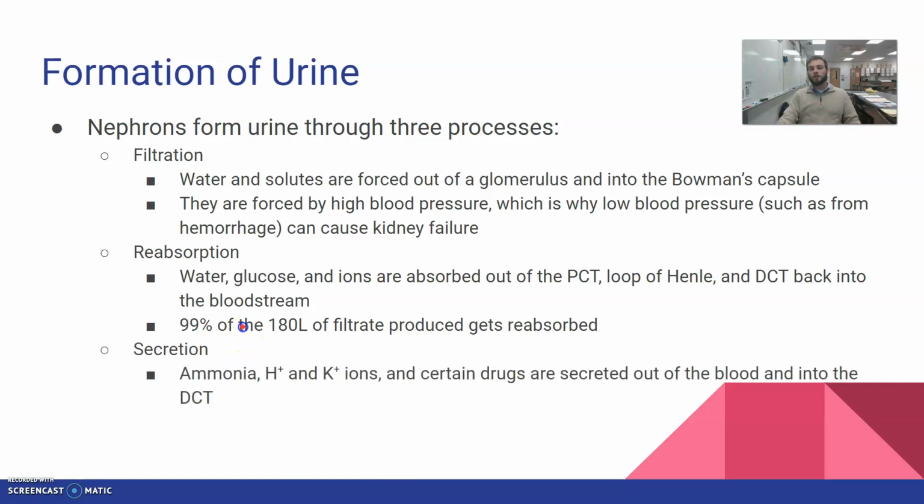And then you will get secretion as well. Things like ammonia, hydrogen, potassium ions can be actually pulled out of your blood and put into the distal convoluted tubule. Maybe not enough of them got pushed out of the filtrate. Maybe they didn't get pushed out in the first place, or you still have too much. And so your body actually has active transport mechanisms where they're spending ATP to actually pull them out of your blood and push them into the distal convoluted tubule so that it can end up in the final urine product.